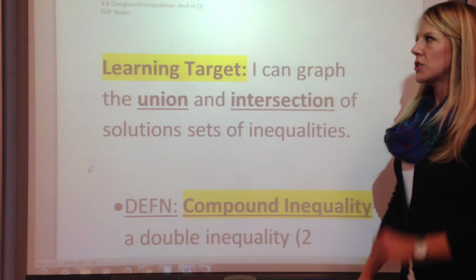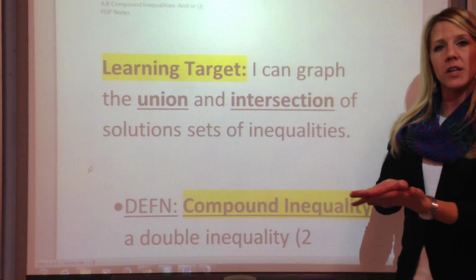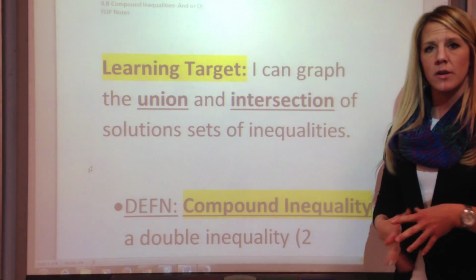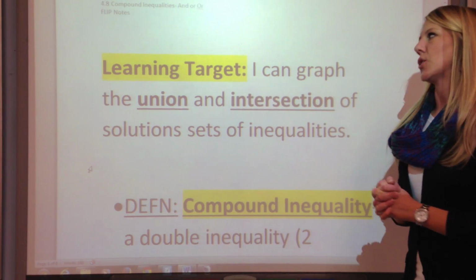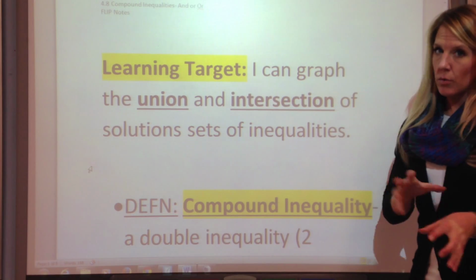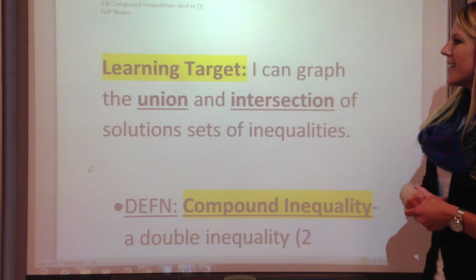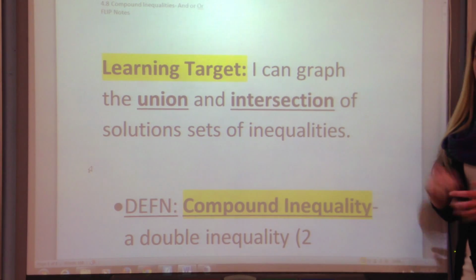Okay, so chapter 4, section 8, we are going to be talking about compound inequalities and how to solve these compound inequalities in different situations that would require a compound inequality. So we'll talk about what an actual compound inequality is here in a minute, but we're going to be graphing the union and intersection of the solution sets of inequalities.